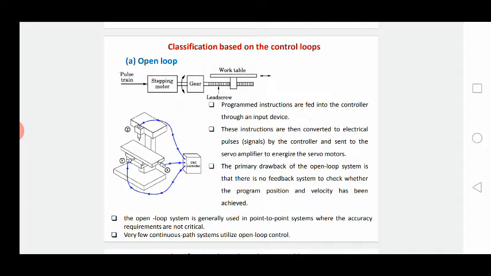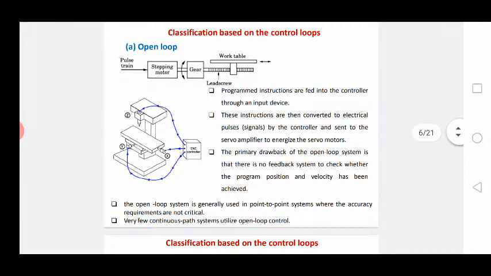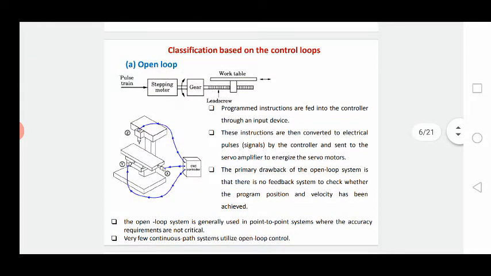These instructions are then converted to electrical pulses by the controller and sent to the servo amplifier to energize the servo motors. So the program is read by the controller, and according to that, the commands are given to the servo motors or whatever the output devices are. Those commands are given to the machines, and that's it. That is what we call open loop.